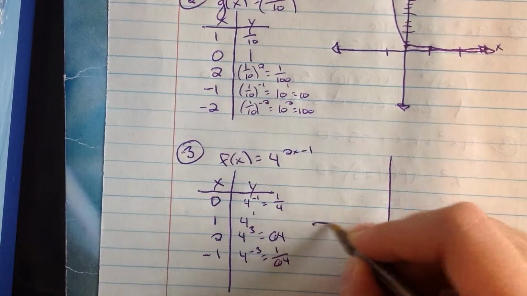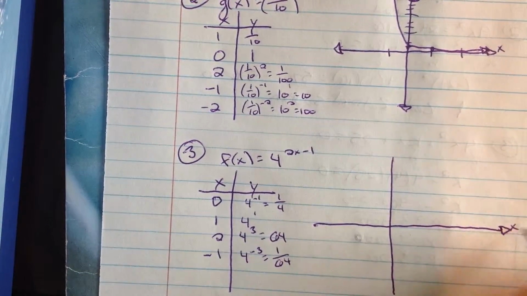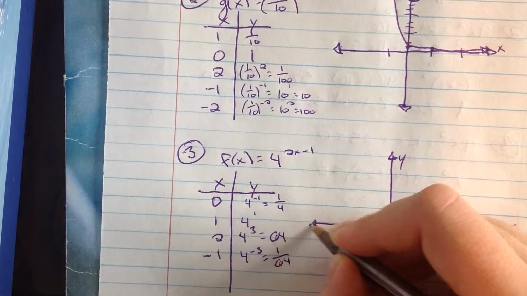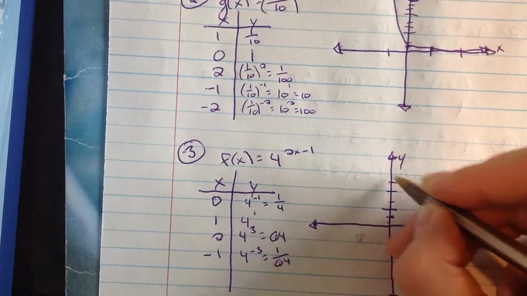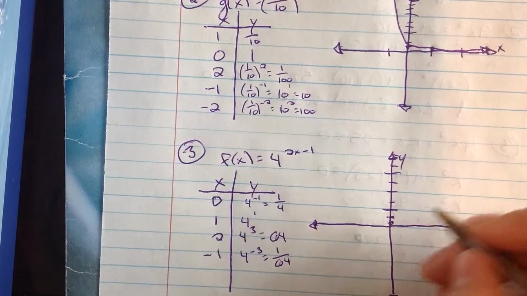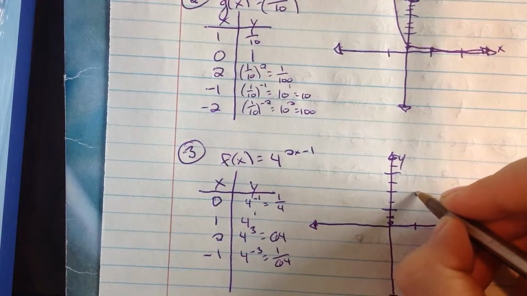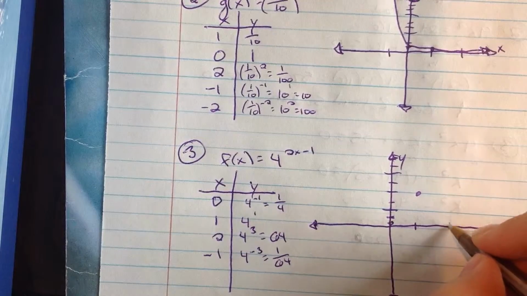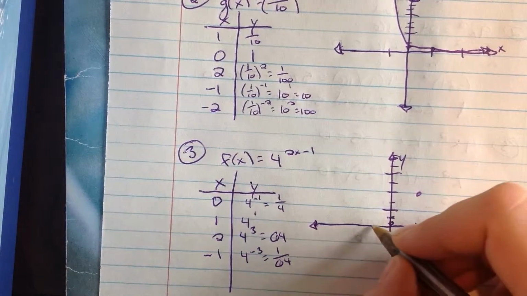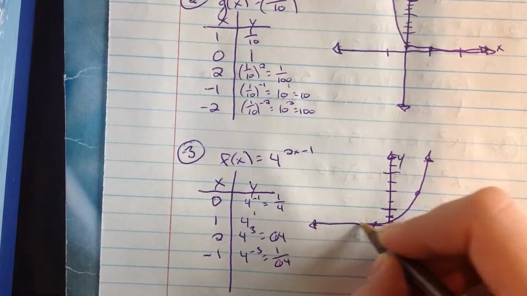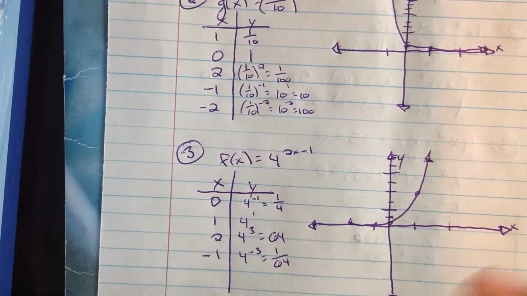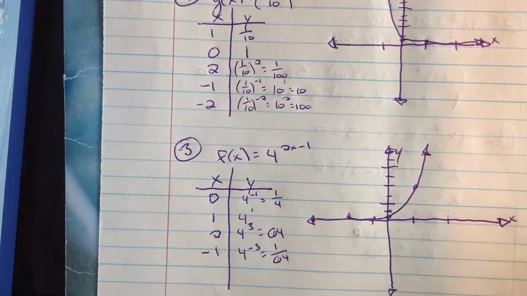So if we take our graph and we plot the points that we have, 0 is 1/4. So let's make this 1, 2, 3, 4, 5, 6, 7, 8. 1 is 4. 2 is clear up at 64. Negative 1 is so small that this graph takes off very quickly. So my recommendation for exponential functions is to create an XY table.